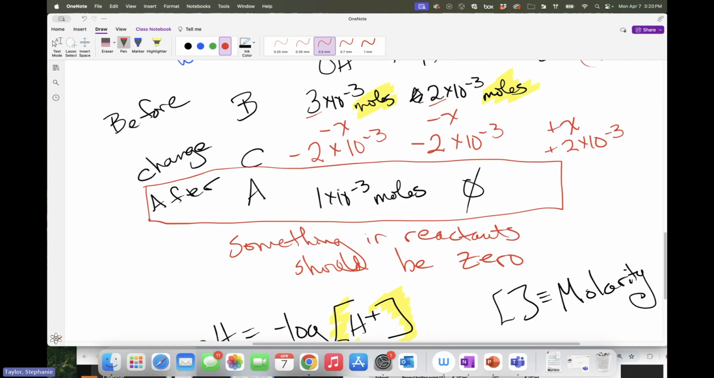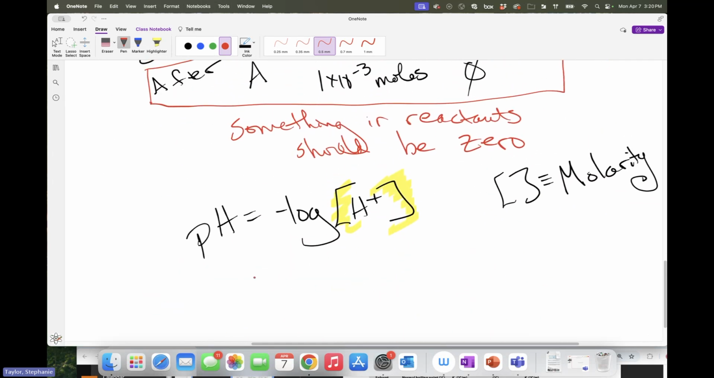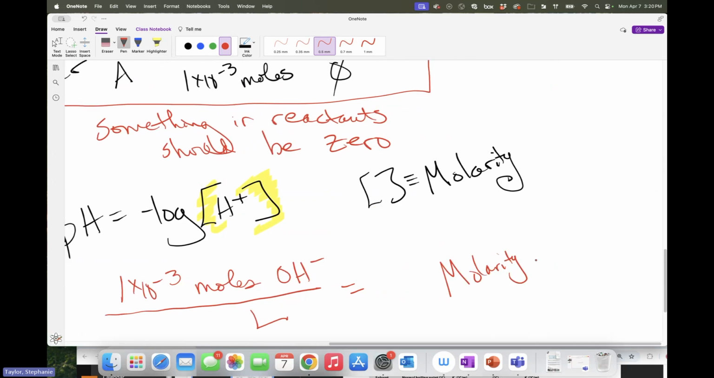So I'm going to fix the molarity, the unit problem, first. I have 1 times 10 to the negative 3 moles of hydroxide. If I could divide that by liters, I could have molarity. I would still have the molarity of hydroxide, but I at least have molarity.